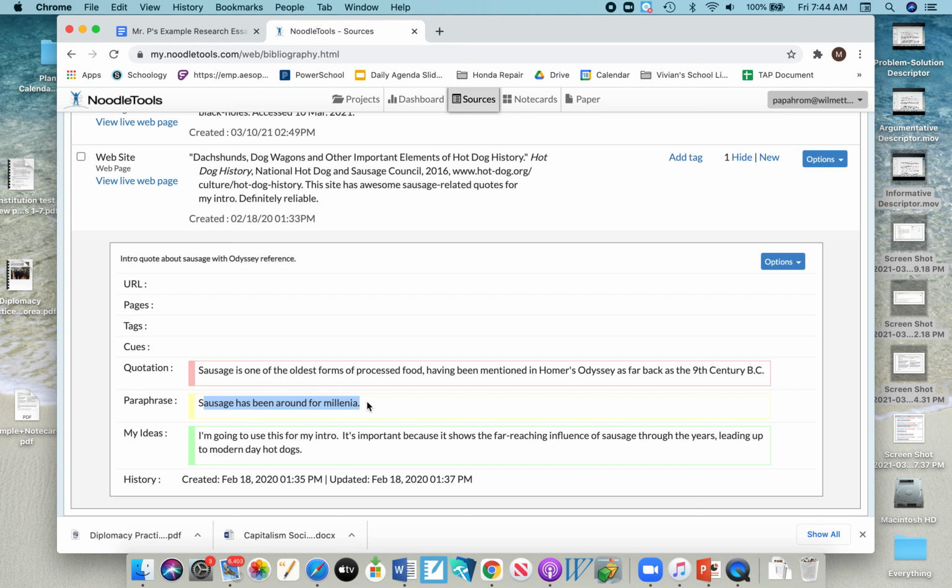I paraphrase it. Sausage has been around for millennia. My idea is that I want to use this in my intro. I'm actually going to end up using it in my first paragraph, and that's okay. You got to be flexible with where you put your evidence. It's important because it shows the far-reaching influence of sausage through the years leading up to modern-day hot dogs. Okay. This is going to be part of my analysis here in a moment, but I have to say where I got this from.